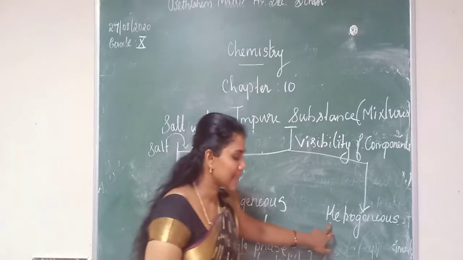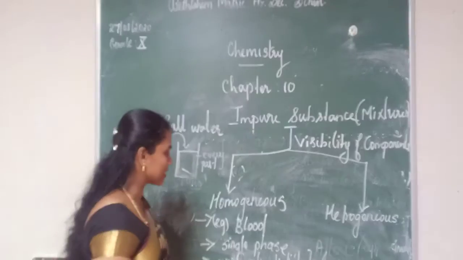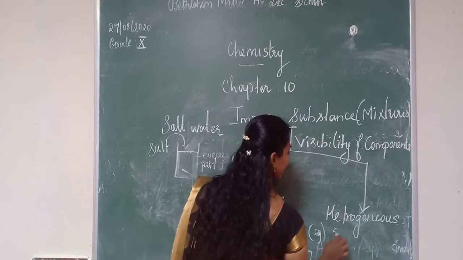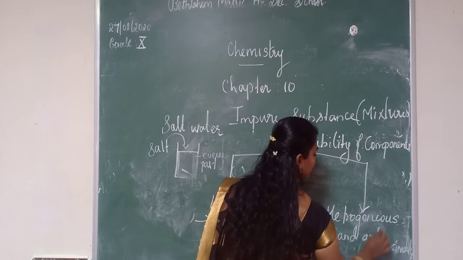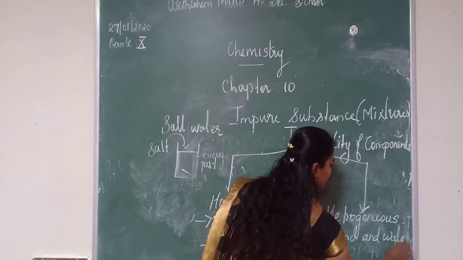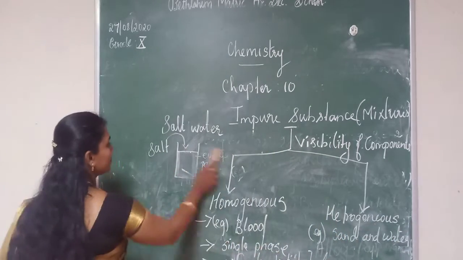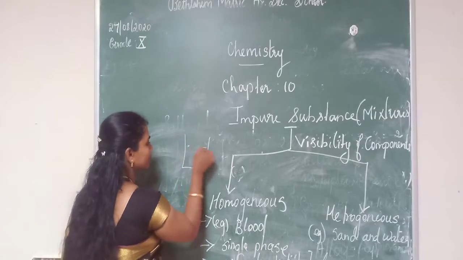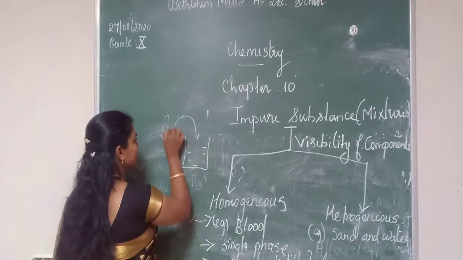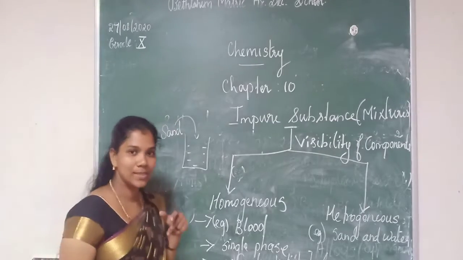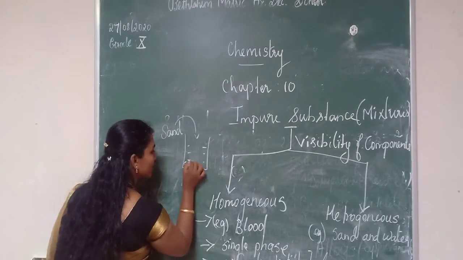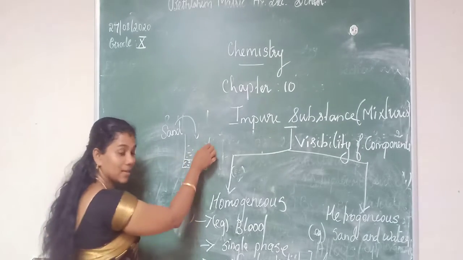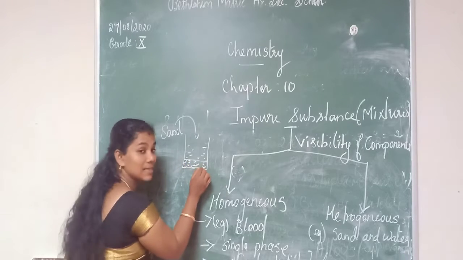Okay. The next one is heterogeneous mixture. Next one is what mixture? Heterogeneous mixture. The best example, you can take sand and water. Just see. Take a cup of water, add sand. What will happen to this sand? It will settle down at the bottom of the water. And they show two phases. Above what will be there? Water. And here the solid particles will settle down.